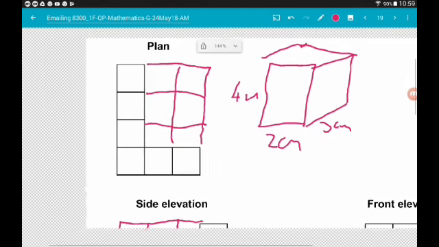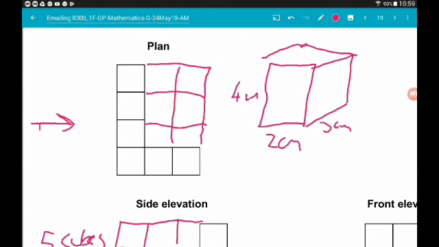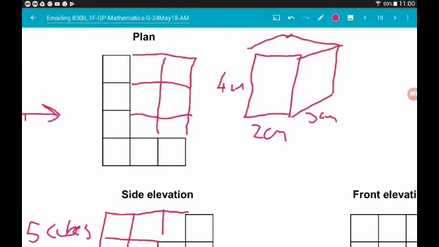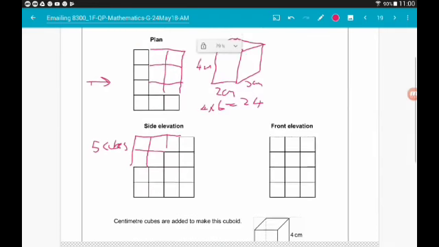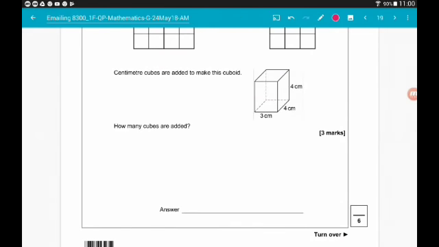So we can see each layer of that cuboid is going to need 6 cubes. It's 4 centimeters high, so that part is going to need 4 times 6 cubes, which is 24. So the total cubes that we're going to need is 24 add 5, which is 29.